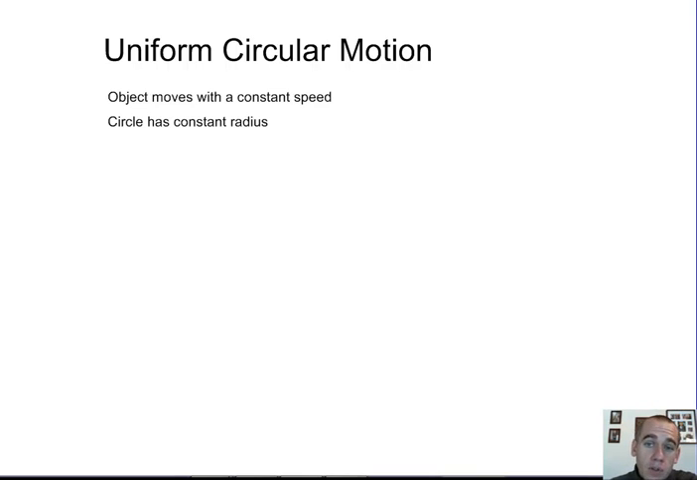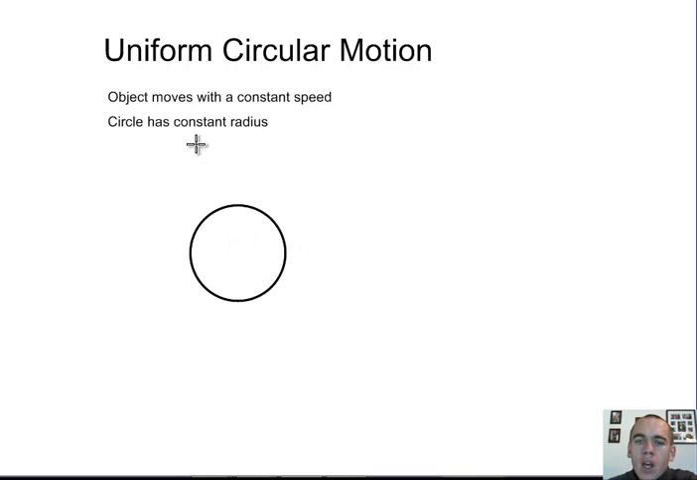We're moving into uniform circular motion. Now this is related to what we were doing before, which was two-dimensional motion. We had tossed balls and tossed objects that moved in X and Y. Well, with uniform circular motion, we're still going to have two-dimensional motion, but we're now going to concentrate on things that are moving in circles.